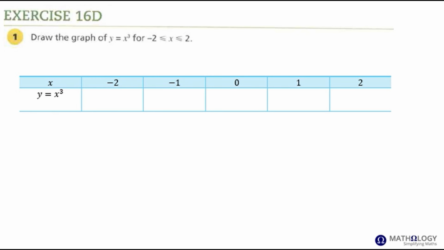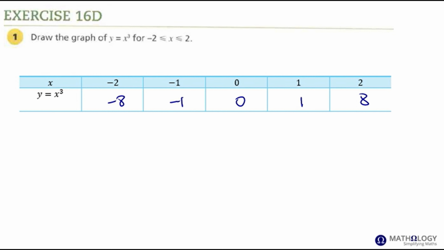To draw the graph of y equals x cubed, where x is a value between -2 and 2, we draw up a table of values. The values of x are -2, -1, 0, 1, and 2, and then we substitute each of these x values into the function to find the corresponding y value. So -2 cubed will give us -8 for y, -1 cubed will give us -1 for y, 0 cubed will give us 0 for y, 1 cubed is 1, 2 cubed is 8.